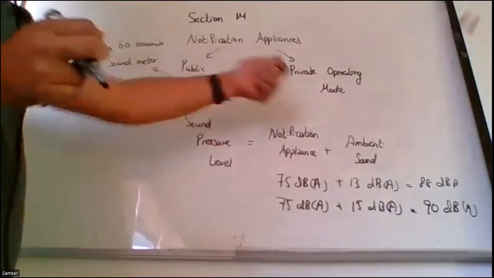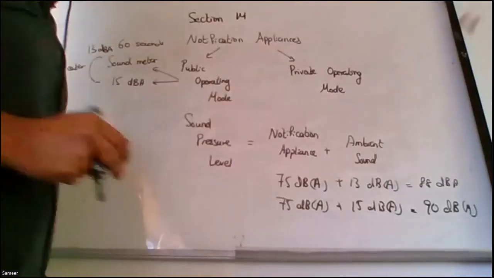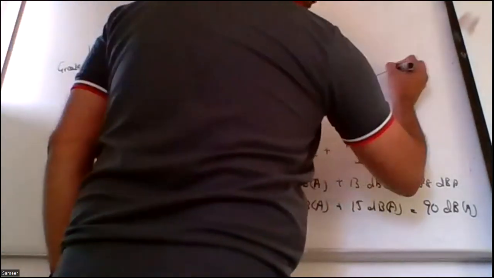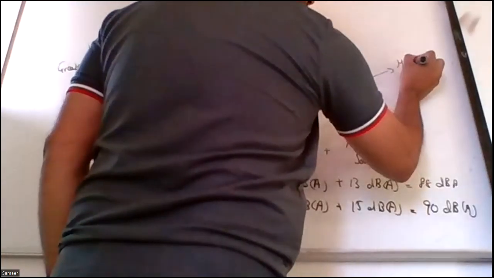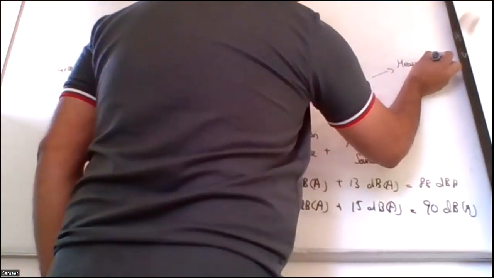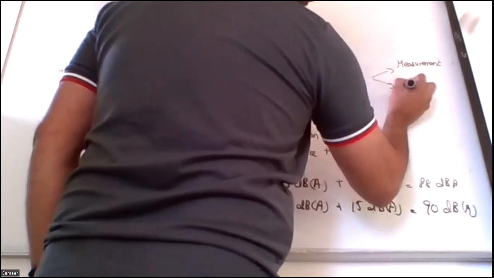Similar requirements apply for private operating mode. In the private operating mode, again you have a measurement from the sound meter, or you will add 10 dBA.